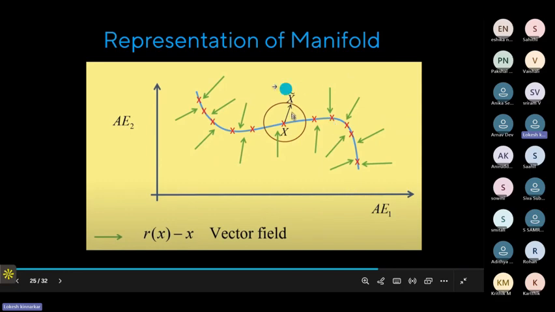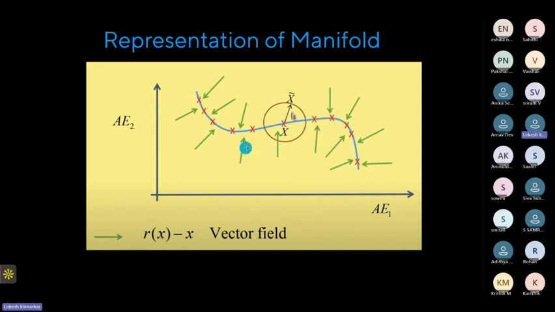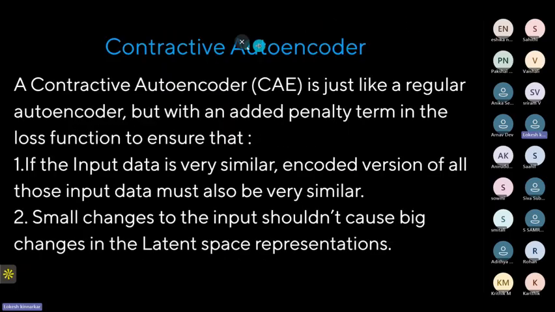So this is just the 2D representation. We also know that these manifolds won't simply be a curve, because the vector would be, let's say, 100 dimensional or 200 dimensional. So this is just for visualization purposes. So yeah, if anyone has any doubt, please ask.